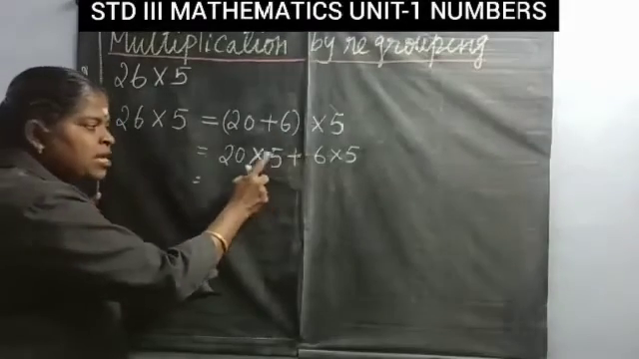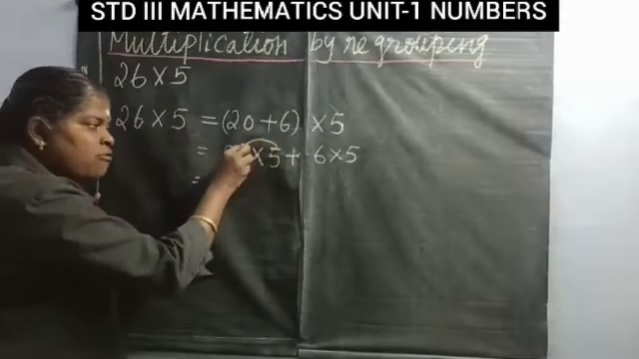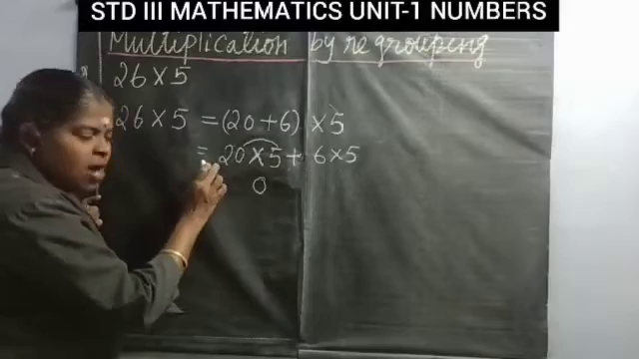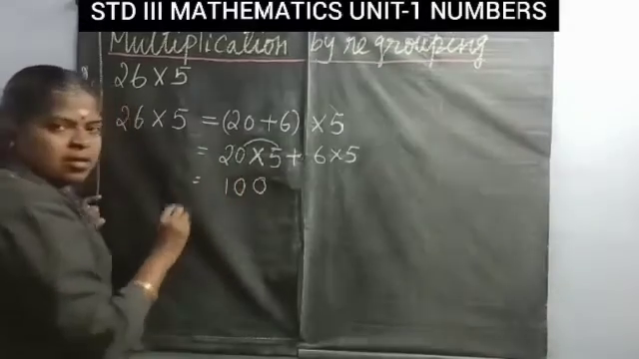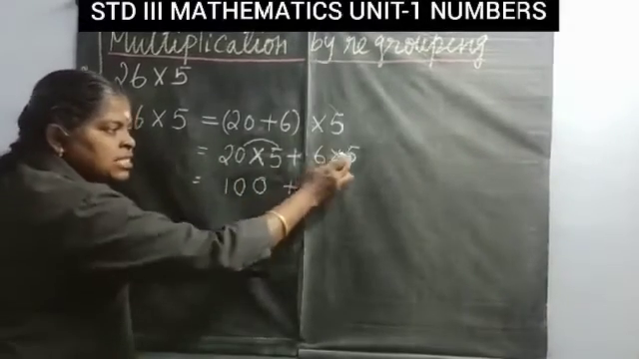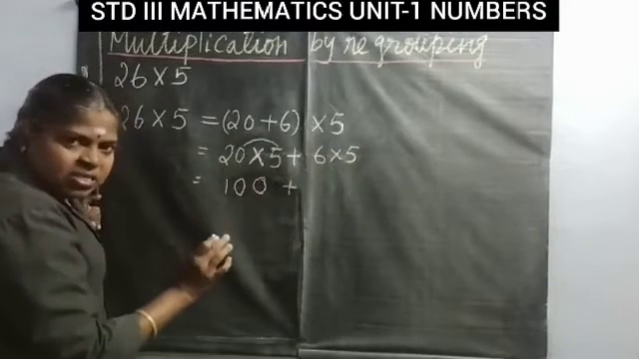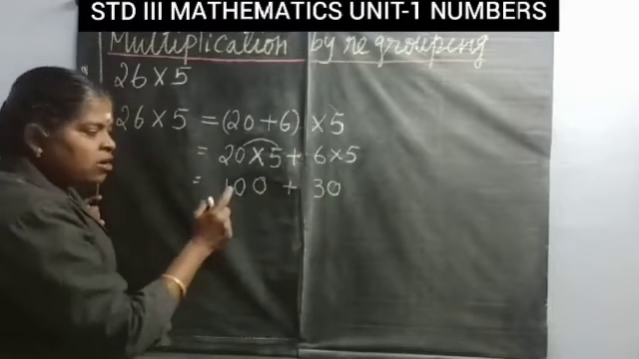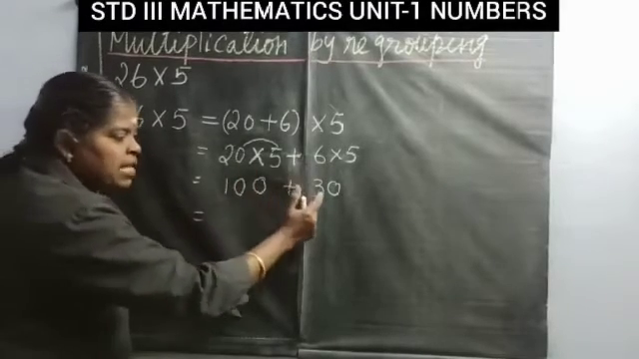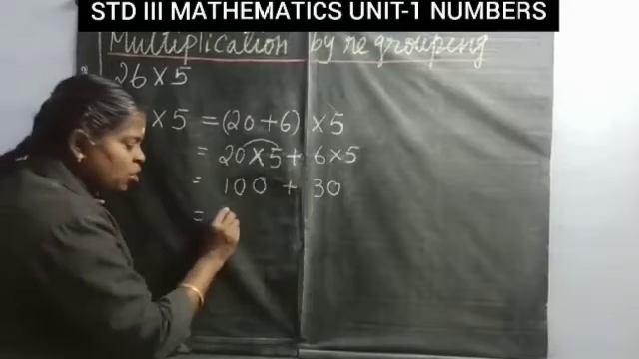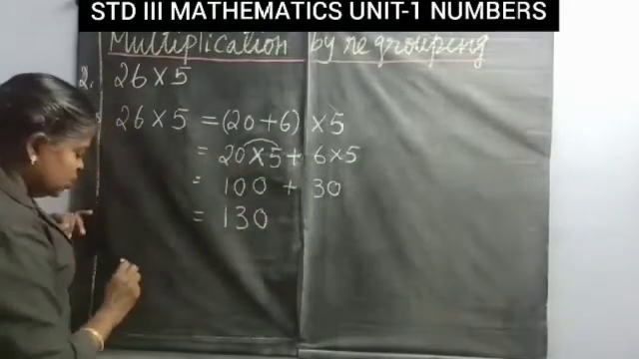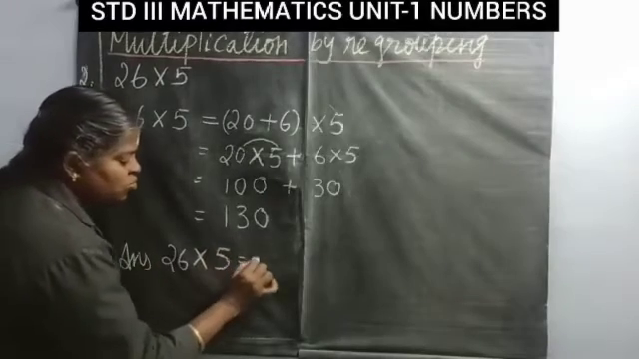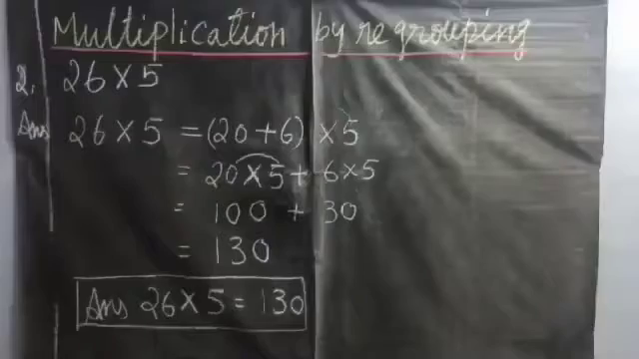We have to multiply 0 fives are 0. 5 twos are 10, plus 6 fives are 30. After that we have to add 100 plus 30. 100 plus 30 equal to 130. So answer 26 into 5 equal to 130.